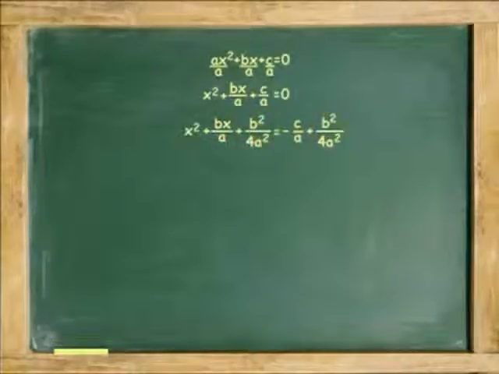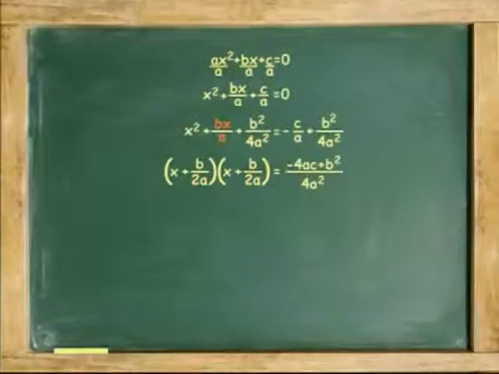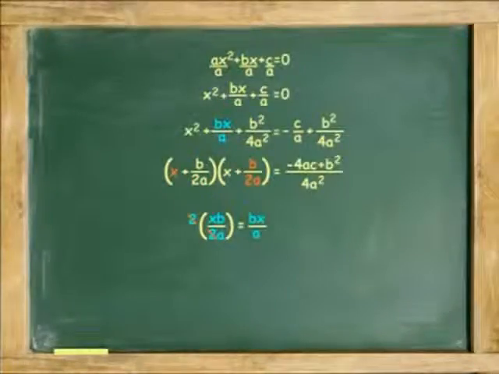Step 4. Factor the left-hand side of the equation as a perfect trinomial square and add the right-hand side. Notice that the left-hand side of the equation was factored following the rules. First term, square root of x squared is x. Last term, square root of b squared is b. And the square root of 4a squared is 2a. Also, the middle term matches the addition of the multiplications of the inside and outside terms. Twice x times b over 2a equals bx over a.